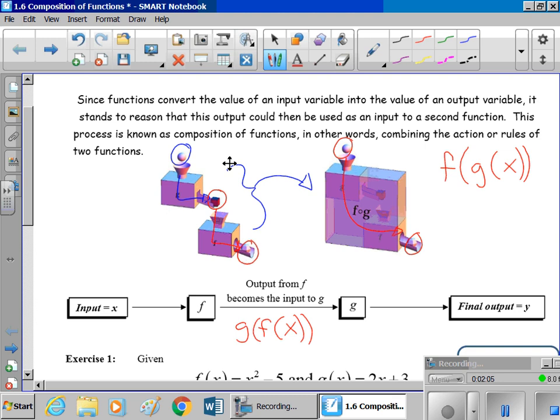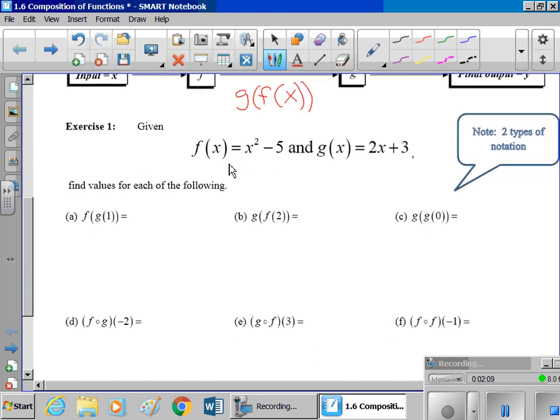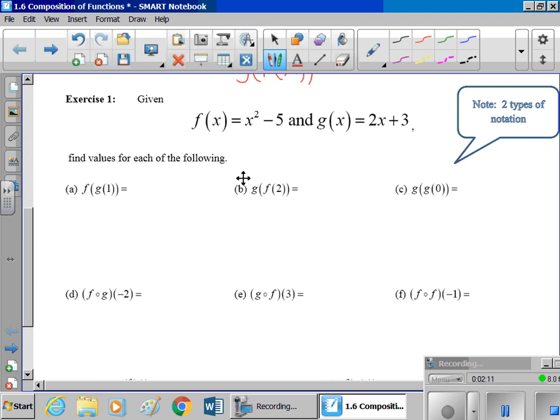Now that I've totally confused you, let's move on, because we're going to look at some examples, and when we do, you'll see how things get a little bit clearer. So here in exercise 1, we have two functions given to us. We have f of x and we have g of x.